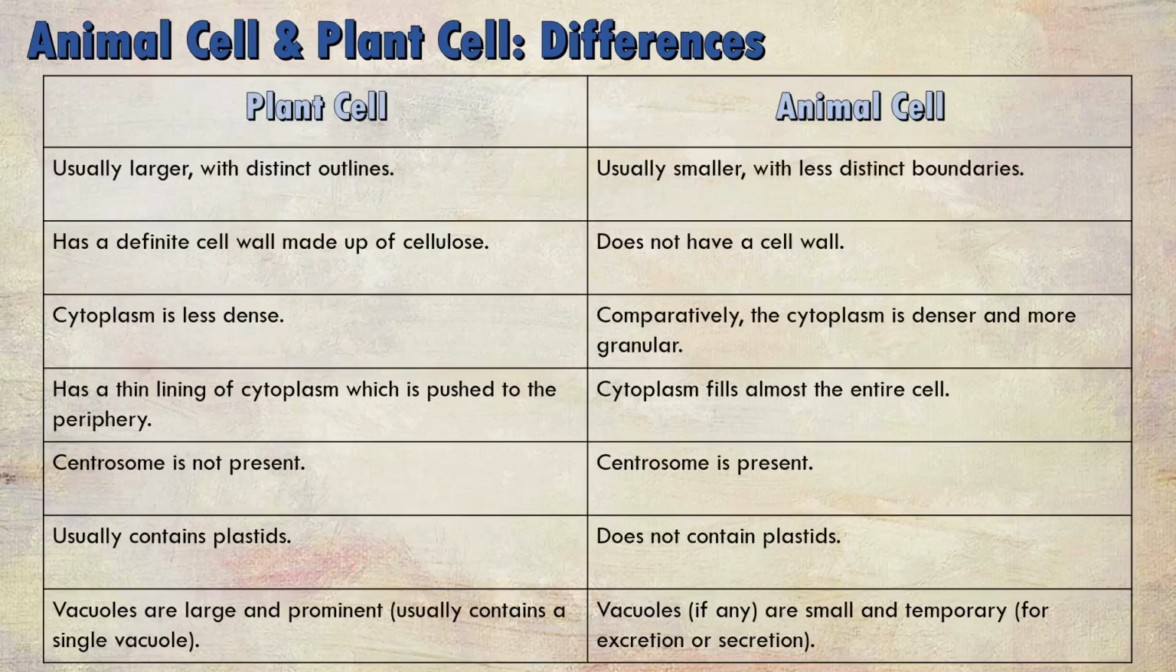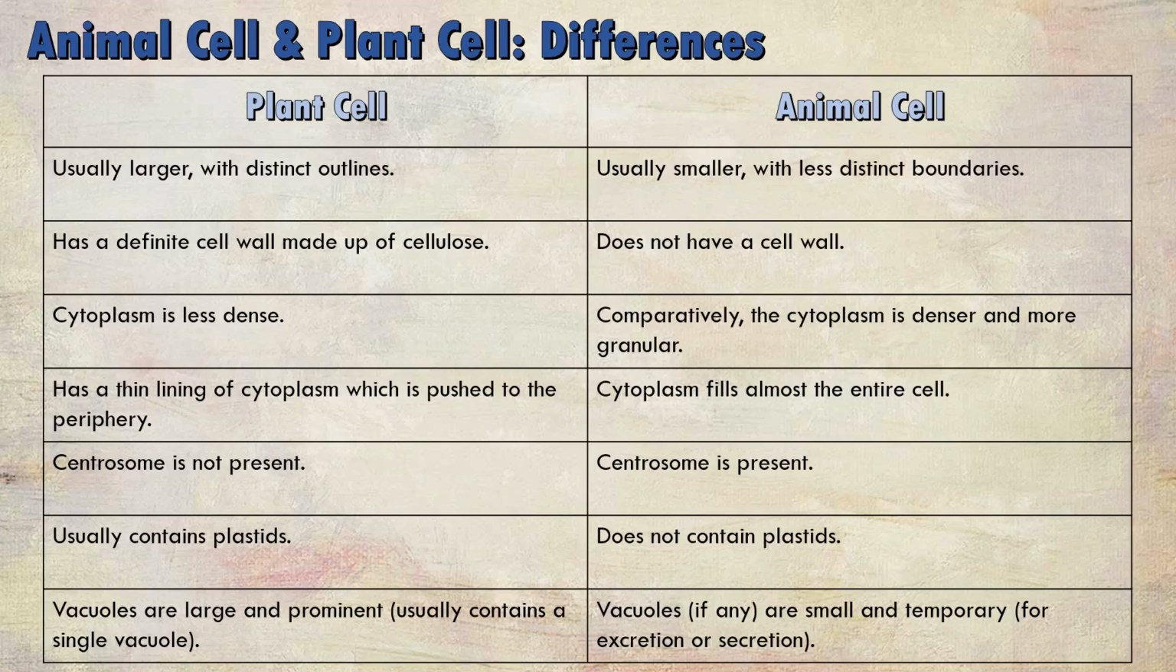Plant cell is usually larger with distinct outlines. Animal cell is smaller with less distinct boundaries. Plant cell has a definite cell wall made up of cellulose. Animal cell has no such cell wall. Cytoplasm in the plant cell is less dense. In the animal cell, the cytoplasm is denser and more granular. Plant cell has a thin lining of cytoplasm which is pushed to the periphery, while in animal cells, cytoplasm fills almost the entire cell. Centrosome is not present in the plant cell, while in the animal cell, we see centrosomes.